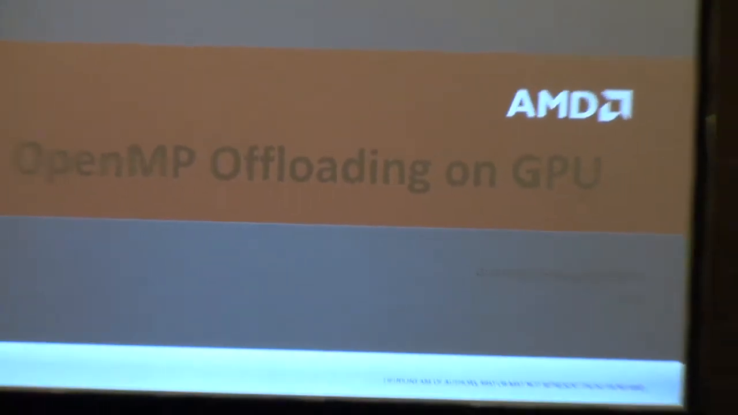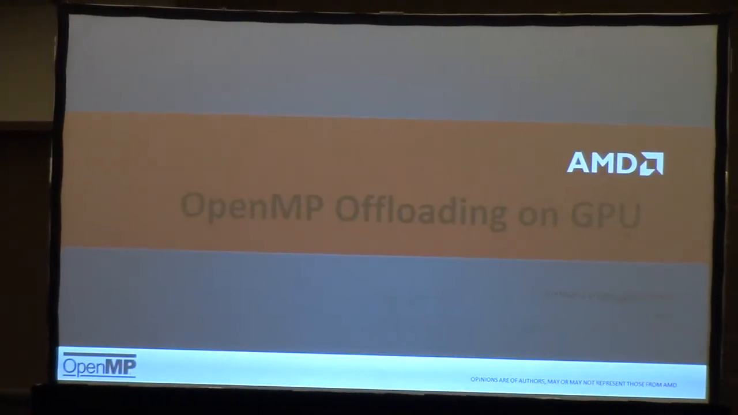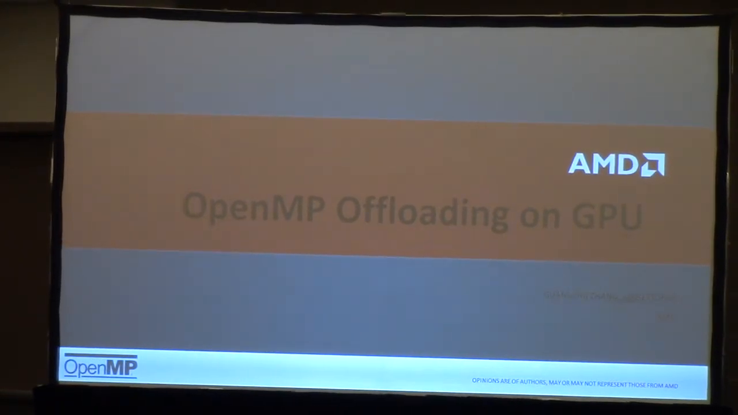I think most people know AMD is coming back to HPC. But in terms of OpenMP, we are relatively new. So tonight I'd like to share some of the ideas and thoughts we had when we tried to implement OpenMP on our system. When I say our system, that means the GPU. Specifically, I want to say something about the OpenMP offloading model on GPU.